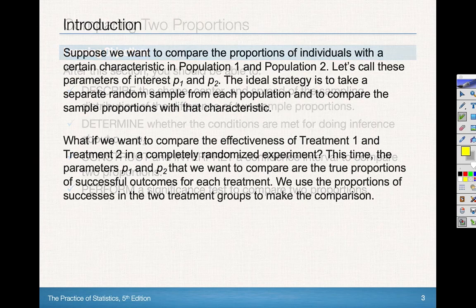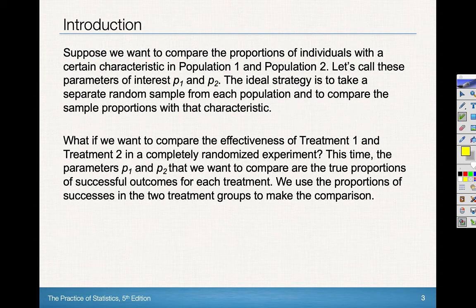Today, we talk about the proportions. So, suppose we want to compare the proportion of individuals with a certain characteristic in population 1 and population 2. First time ever, two populations. Let's call these parameters. Now we can't just say P for parameter. We have to have one for population 1 and one for population 2. The ideal strategy is to take a separate random sample from each population and compare the sample proportions with that characteristic.